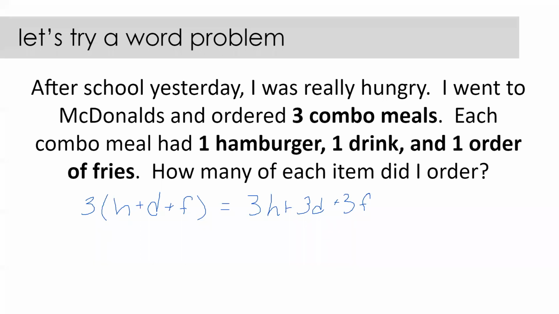And this is an equation that you could have written. So I have 3 different combo meals. So 3 times whatever is going to be in that combo meal. We have 1 hamburger. So technically I could write a 1 right there and it means the same thing. I have 1 hamburger plus a drink plus a fry. Both of those also could have 1s written in front of them.